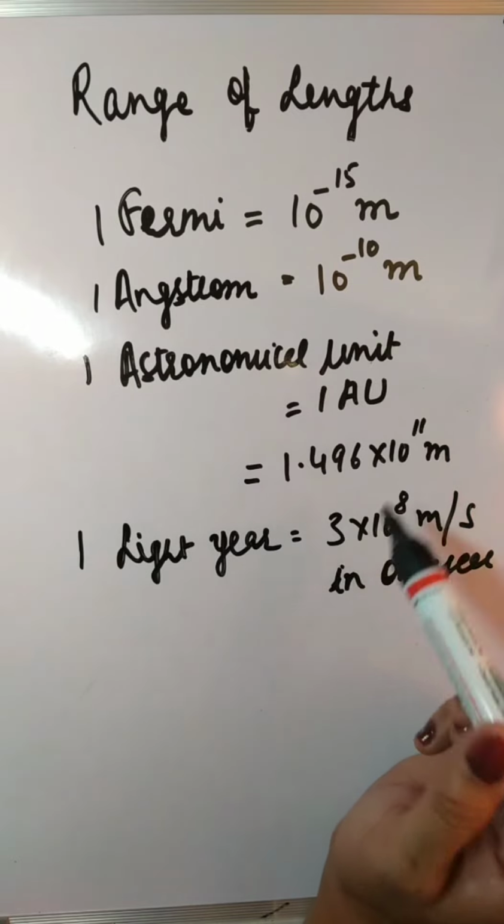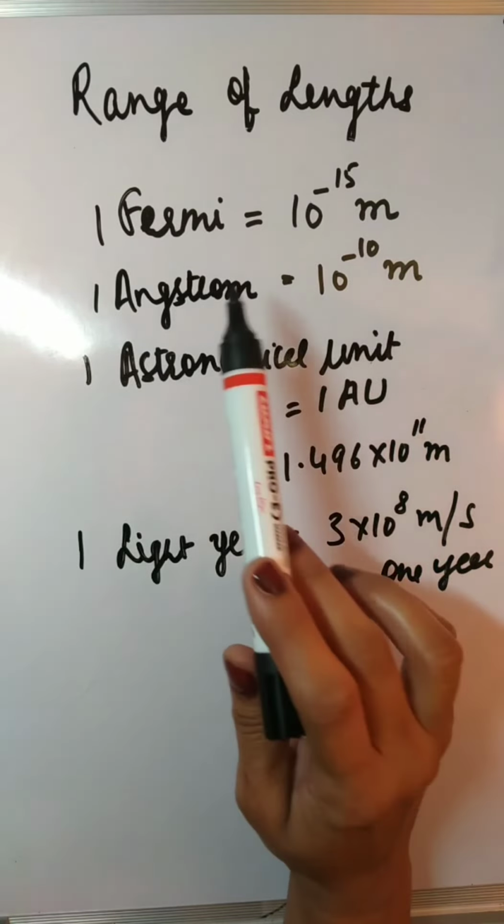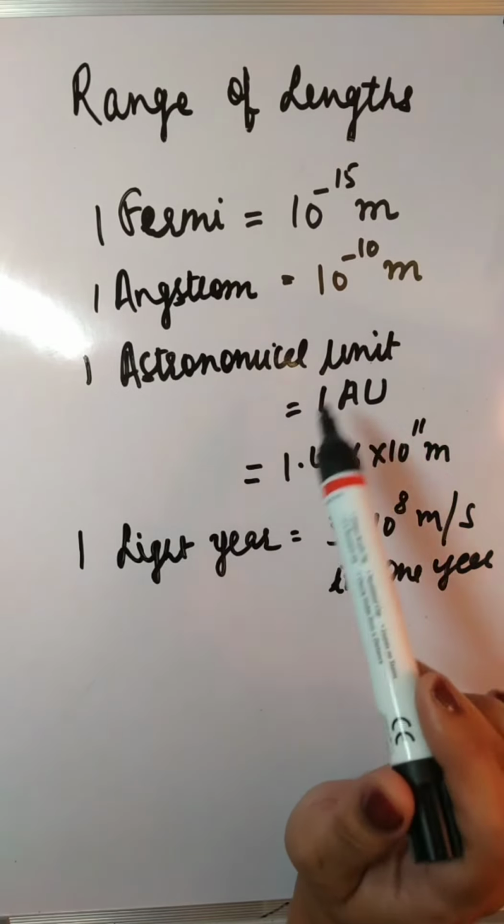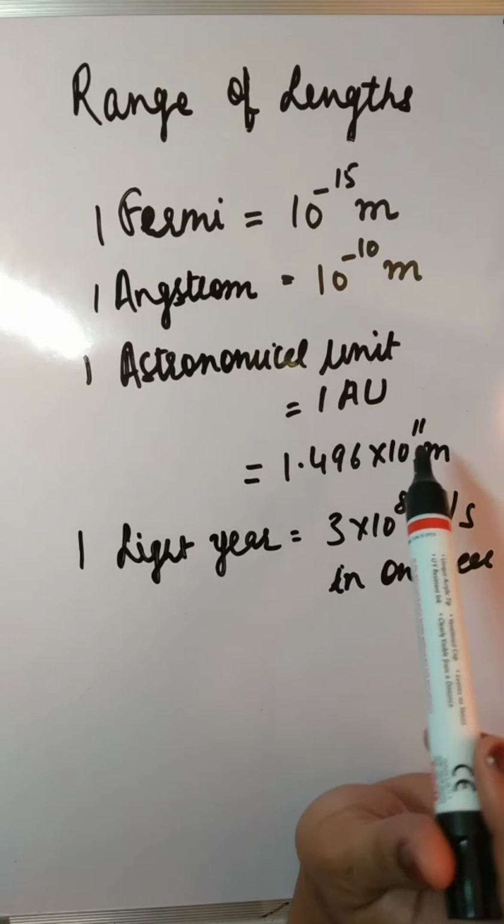So these are some of the special units which we use when we are measuring very small distances or when we are measuring very big distances.